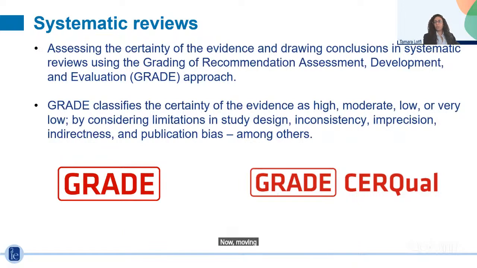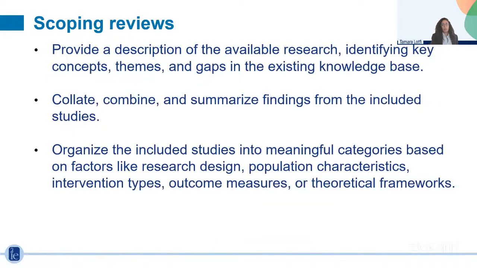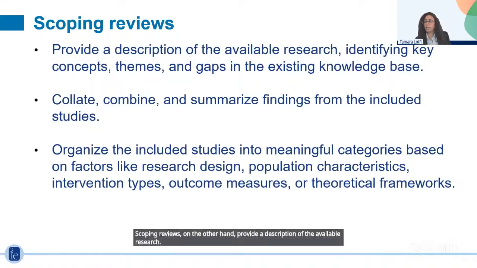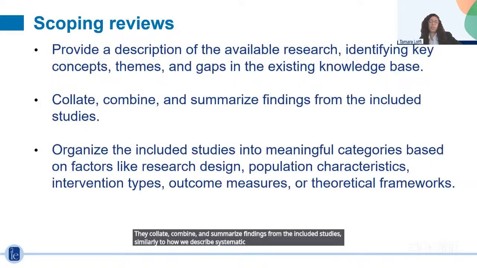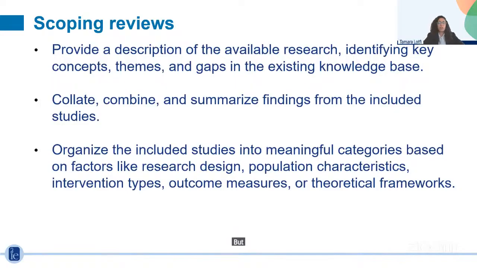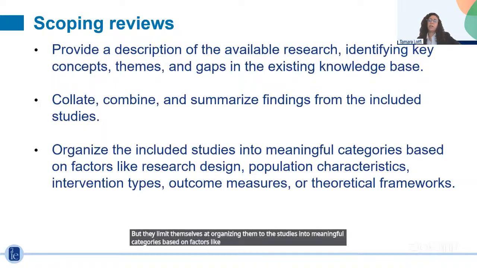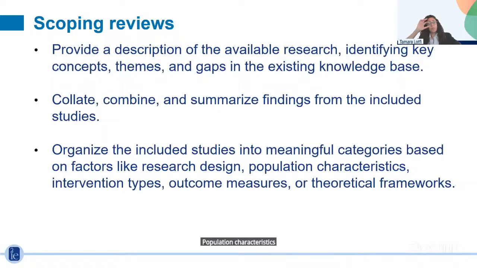Now, moving to scoping reviews. Scoping reviews, on the other hand, provide a description of the available research, identifying key concepts, themes, and gaps in the existing knowledge base. They collate, combine, and summarize findings from the included studies, similarly to systematic reviews, but they limit themselves to organizing the included studies into meaningful categories based on factors like research design, population characteristics, intervention types, outcome measures, or theoretical frameworks.